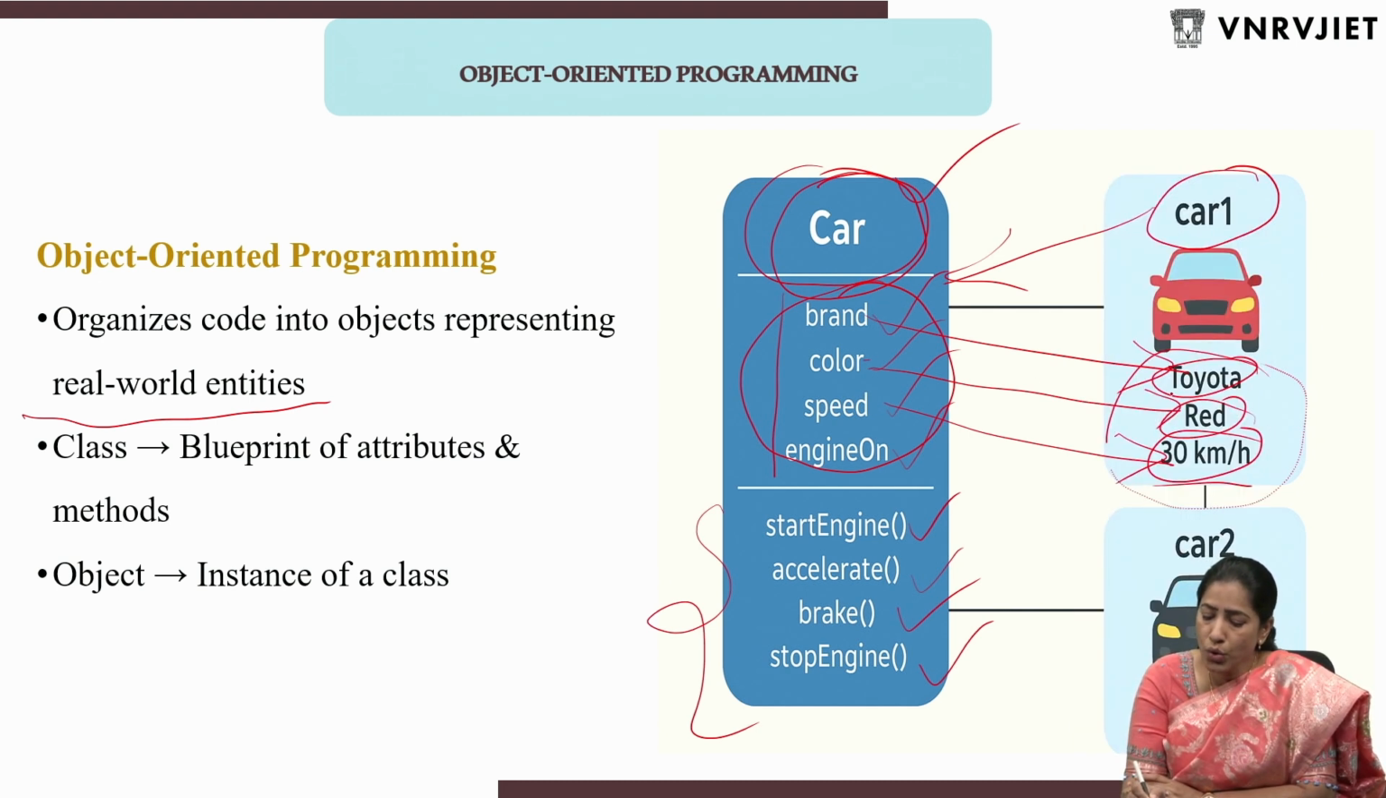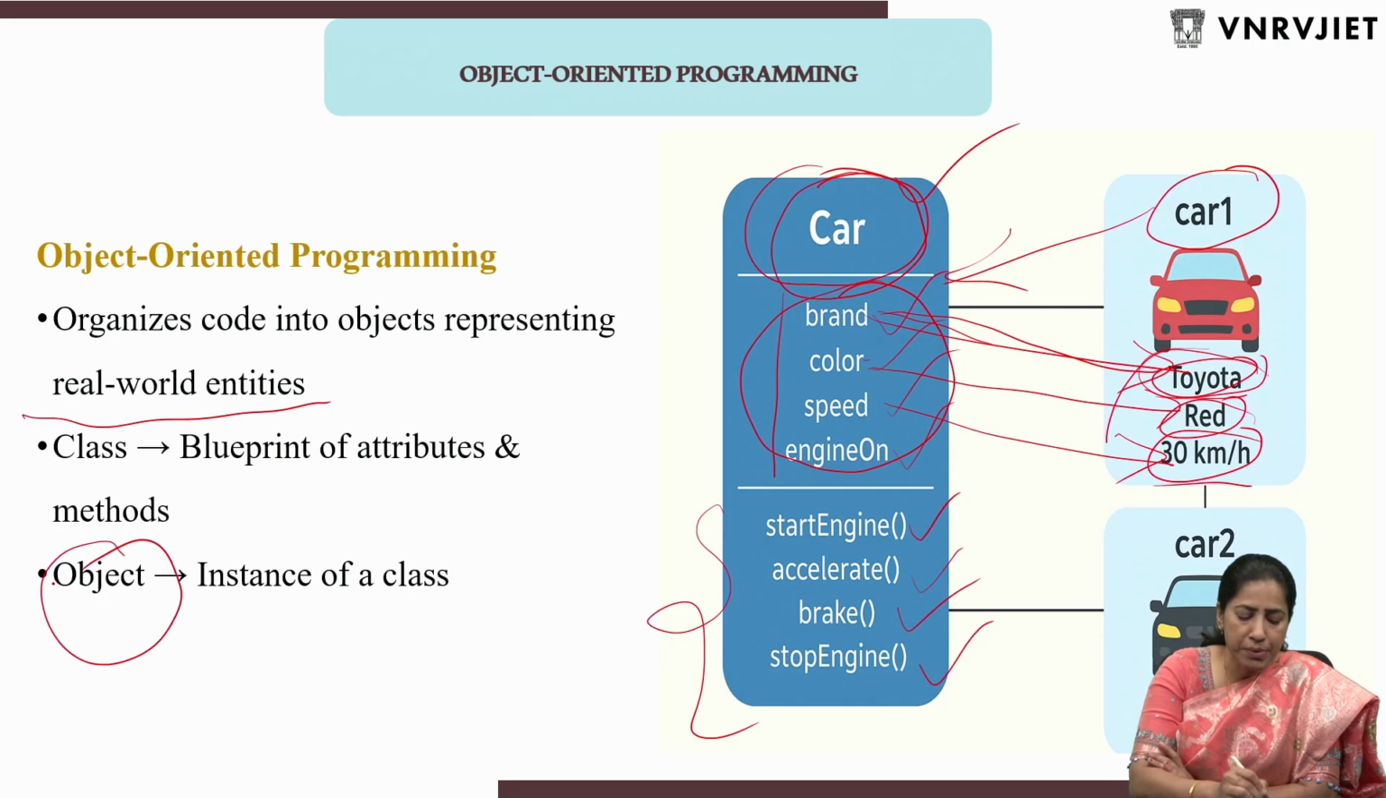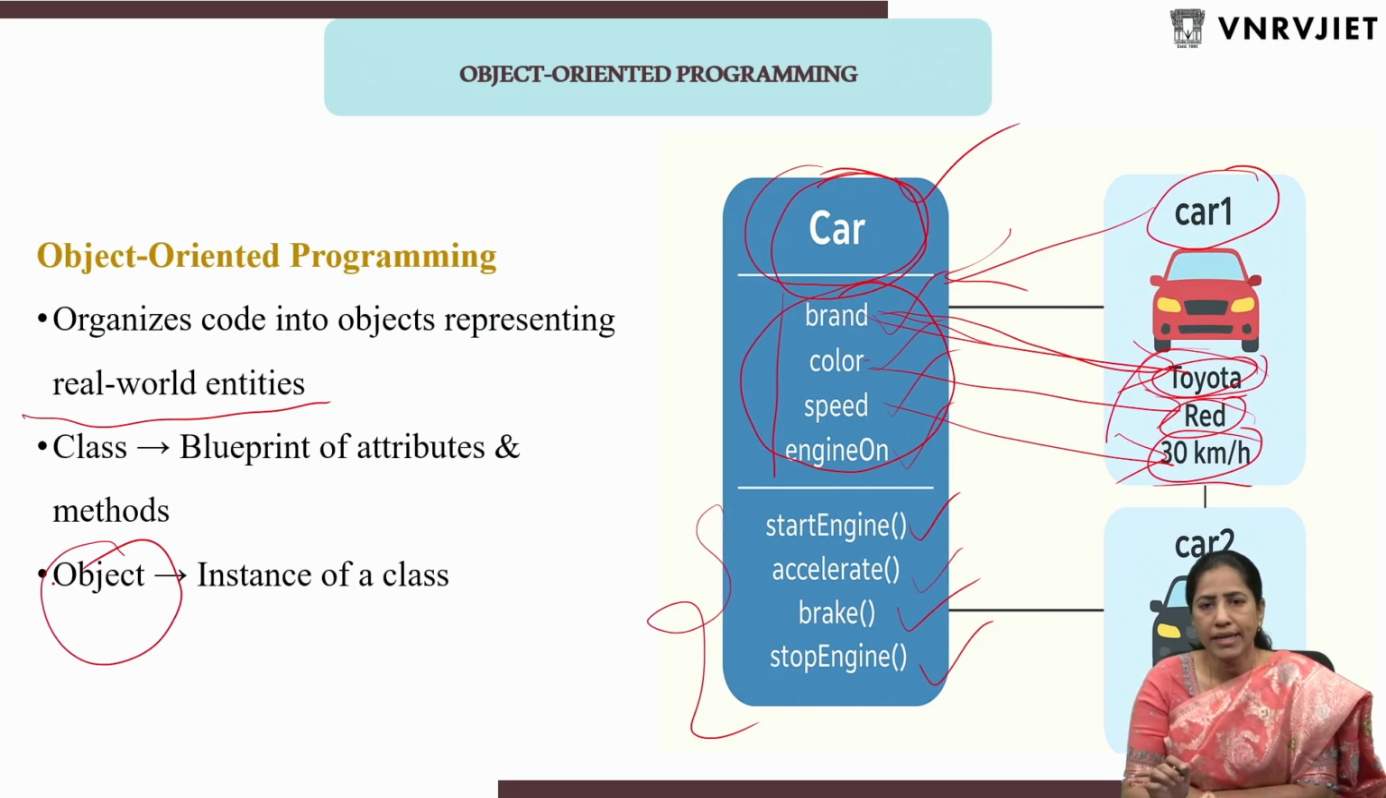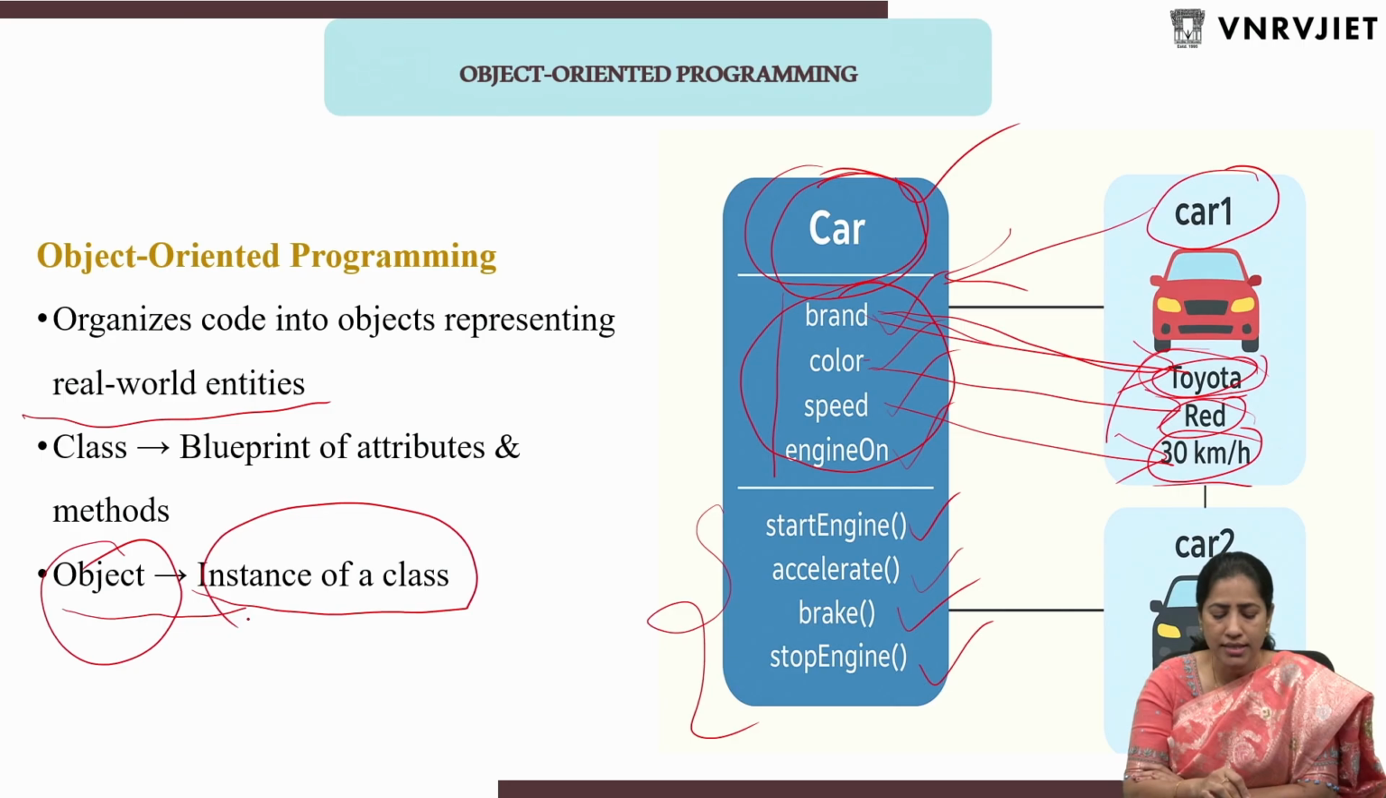So, how can you assign a value to this brand? Here, for the brand variable, we have created the value Toyota. How did we do that? We can do it using the concept of object. What is an object? An object is going to create an instance of the class. So this Toyota car's properties are an instance of the car class.